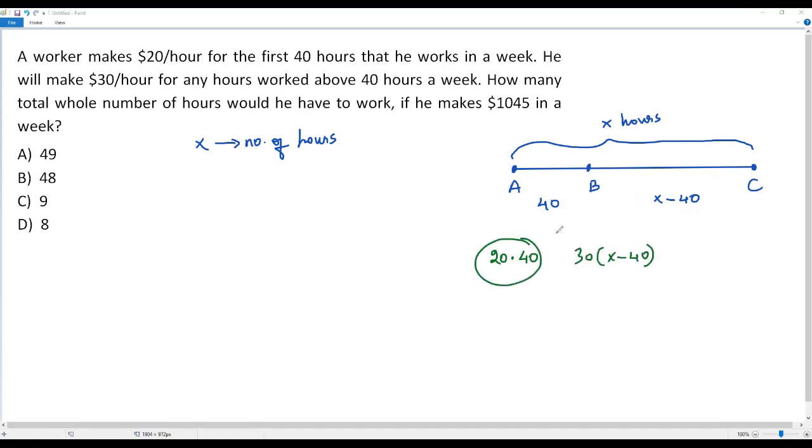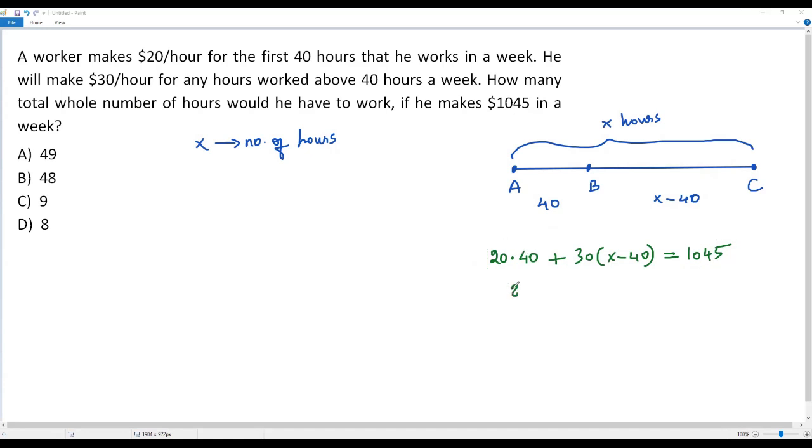This is the amount earned in the first 40 hours, and this is the amount earned in the additional hours. When we add them, we get the total income. According to the given information, the total income is 1,045. So this expression must be equal to 1,045. Now let's solve for X. Our aim is to find the value of X, which is the number of hours required to make $1,045, and also X has to be a whole number according to the given information. Anyways, let's solve for X in this equation.